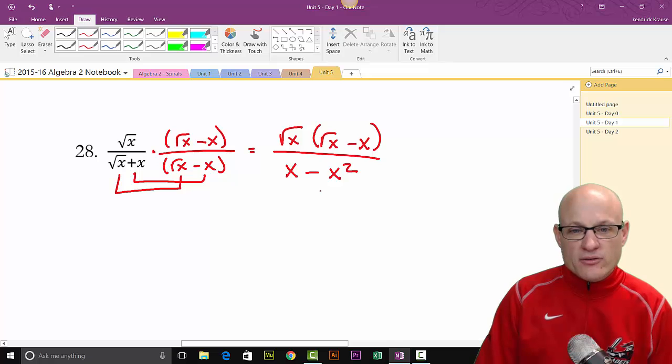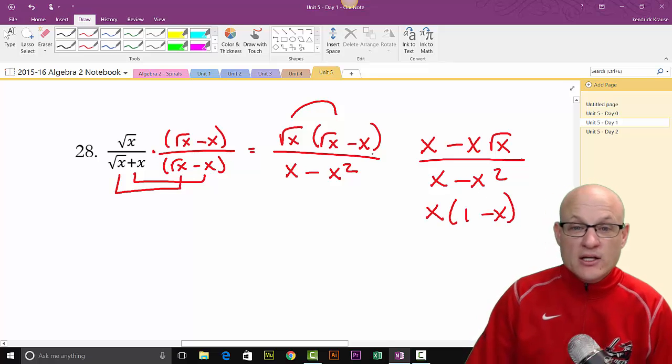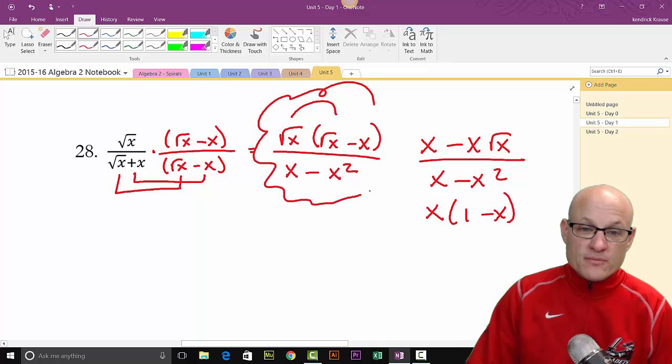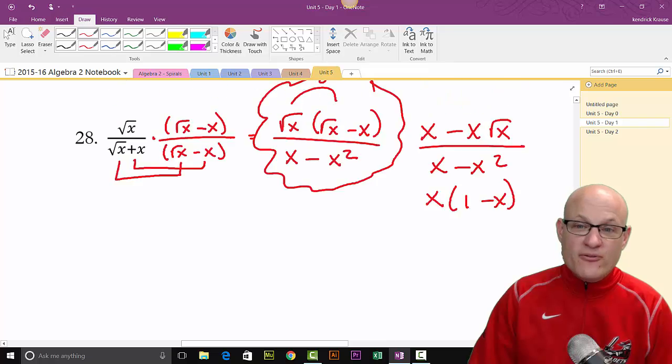And I believe that's it. I don't think you can do anything else. I mean, I can distribute. I would get x minus x radical x all over x minus x squared. Or I can factor out of the denominator, take out an x, I'm left with 1 minus x, but nothing's going to simplify. So this is good enough. I think that's it. I think we're done. No, yes, we are finished.